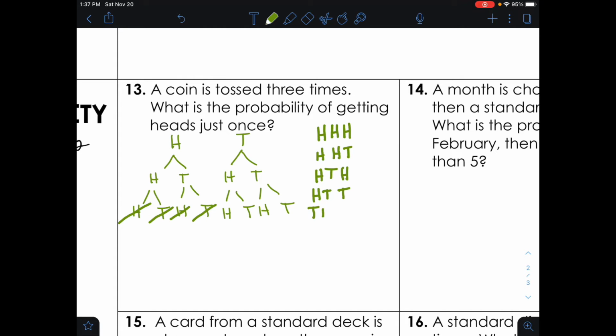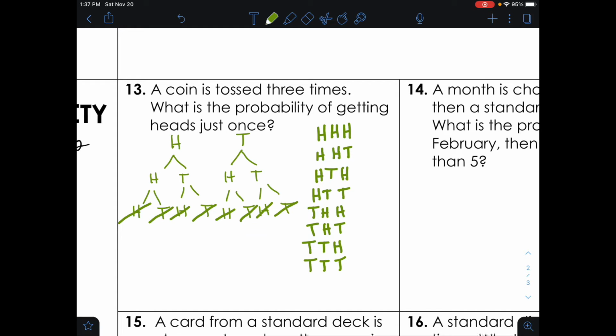We could have, oh, I'm sorry, we could have tails, heads, heads. We could have tails, heads, tails. We could have tails, tails, heads. And we could have tails, tails, tails. Okay, so that's all 8 of our options for doing 3 coin tosses.